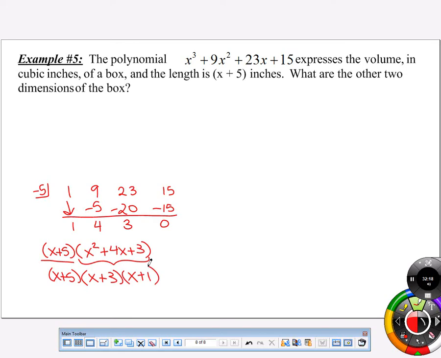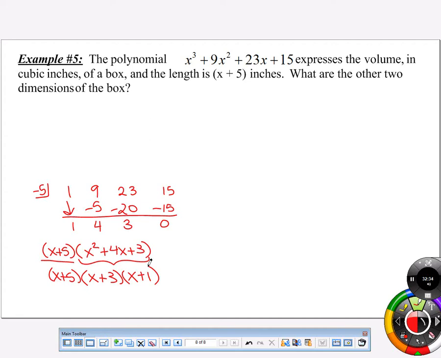Okay. So we would just factor the quadratic how we already know how to factor, and then we have 3 dimensions, right? Like a length, a width, and a height that would all multiply together to contribute to the volume. Does that make sense to everybody? So these would be our dimensions of our box.